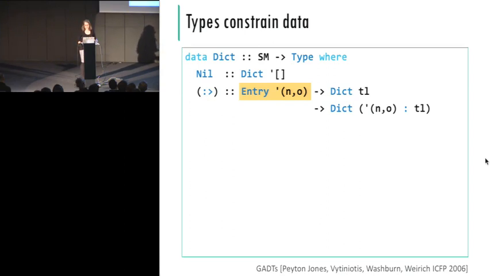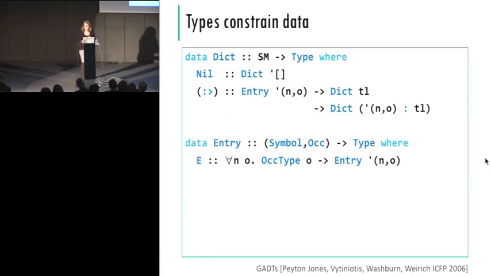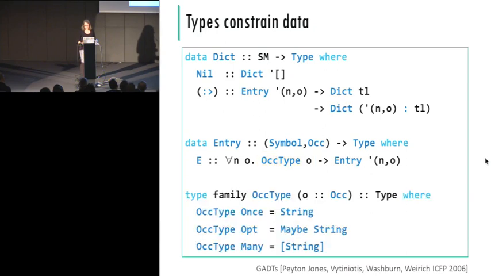Now the entry itself, it's indexed by the name of the symbol and its occurrence information, but it only has the value that we need to store when we capture. And we're going to compute the type that we need to store that information by using that occurrence information. So we have another type level function here that's just going to pattern match on that occurrence information and tell us at each entry in our list here, what type of value we're going to store. And it's going to be one of these three types, right? Either we know we're going to get a string there, or maybe we're going to get a string there, or we have some list of strings there, depending on what our occurrence information is calculated from that type level computation.